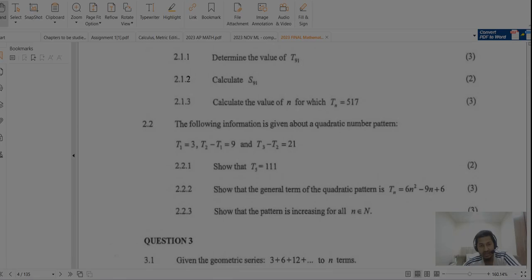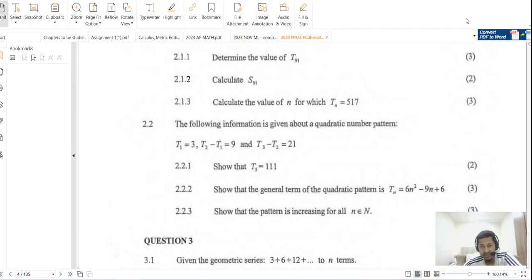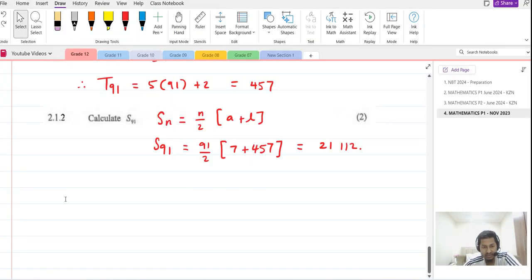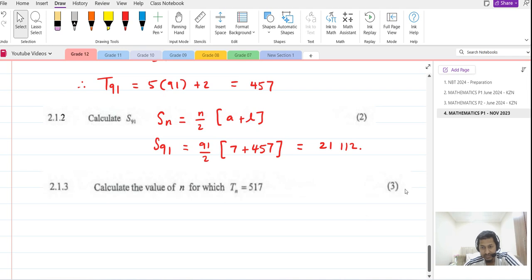Which term of the sequence is 517? So you want to solve for n, right? Just solve for n such that you get an answer which is 517. Let's solve for n here.